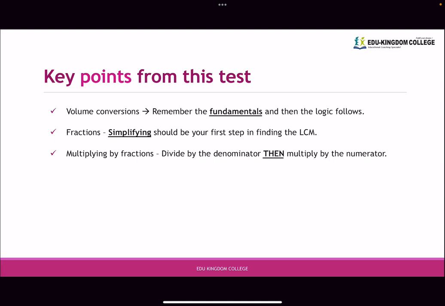And so the key takeaways from this test are basically volume conversions: remember the fundamentals, and then the logic follows for everything else. So you don't need to memorize everything. Fractions: simplify first and then find the LCM. And when multiplying by fractions, first divide by the denominator and then multiply by the numerator after, because we want to deal with small numbers if possible.